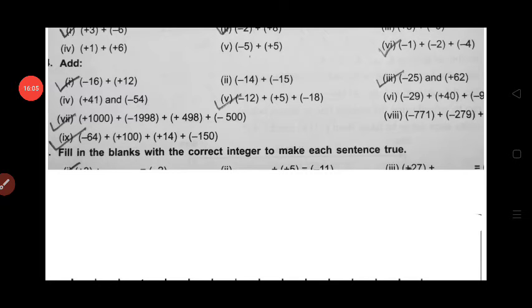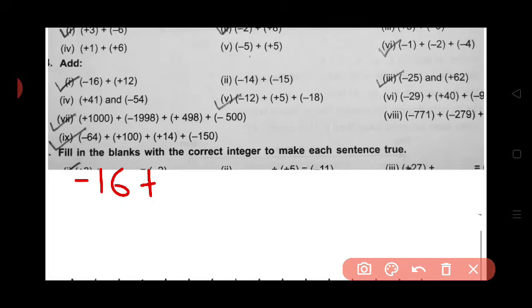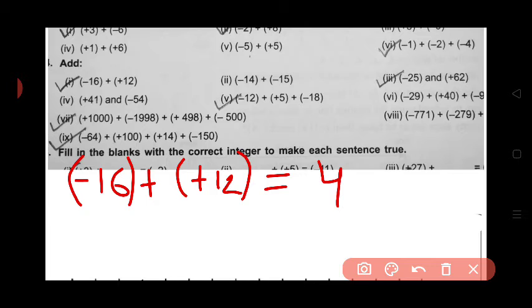Next question is add minus 16 plus 12. Let me write here minus 16 plus 12. If you notice this question, both are unlike integers. The first one is negative and another one is positive. So in that case, first of all we have to find out the difference. So difference of 16 and 12 is what? 4. Now we have to put the symbol of greater one. 16 is greater, so we put here minus 4.